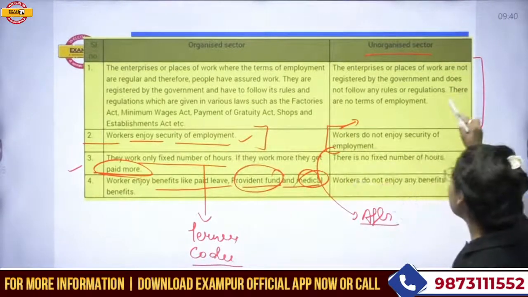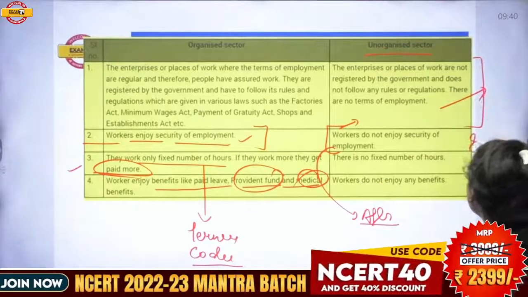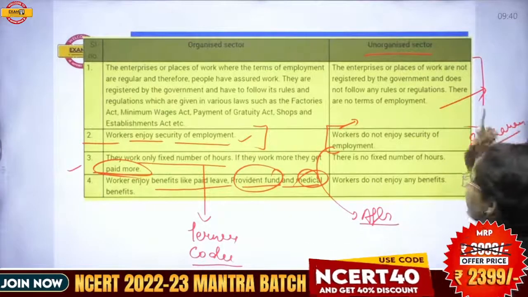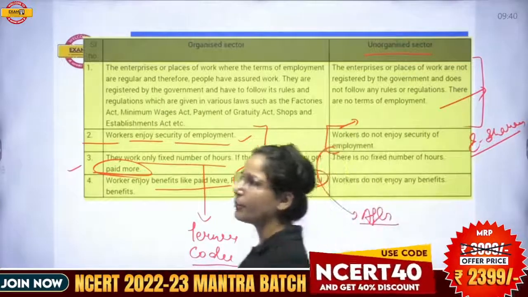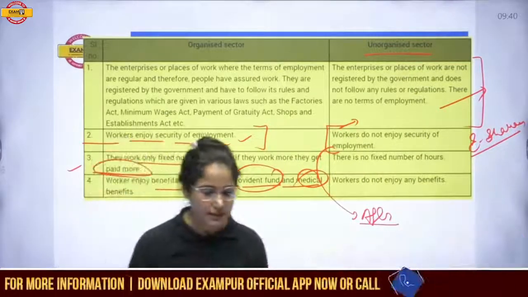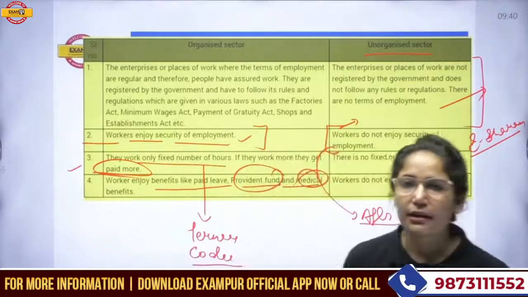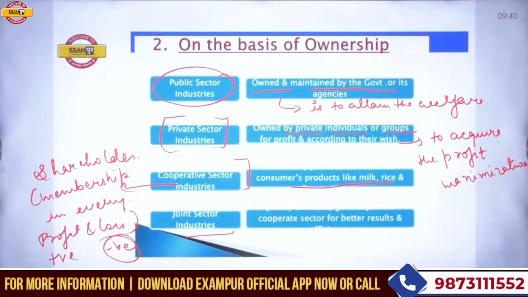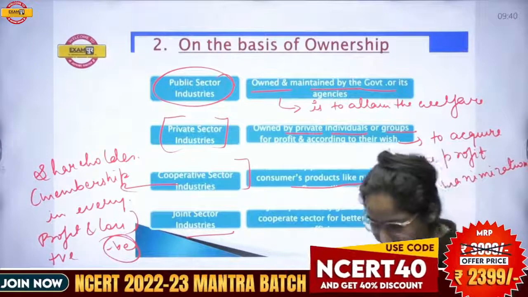It has come into the limelight, and we have also started the eShram portal in order to acknowledge the unorganized sector, so that we can provide more and more services to this segment, especially in a situation when it becomes the most needed, the way we have faced the pandemic.